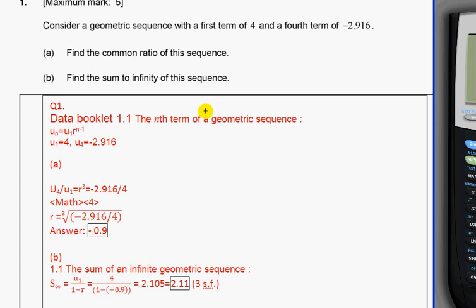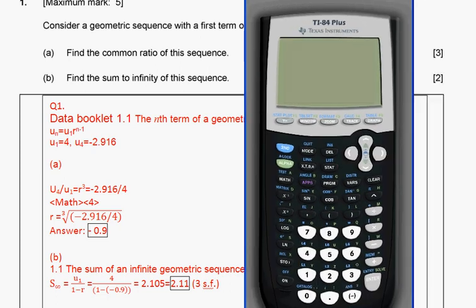Consider a geometric sequence with first term of 4 and fourth term of minus 2.916. A. Find the common ratio of this sequence. Question 1. In the data booklet we find section 1.1, the nth term of a geometric sequence is given by this formula. We know that u1 equals 4 and u4 equals so much. To find the common ratio, which is r, we divide u4 by u1 and we get r cubed. So r cubed equals this ratio. Now we use calculator to solve it.